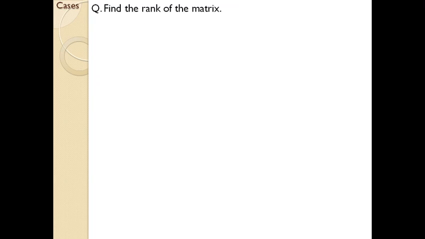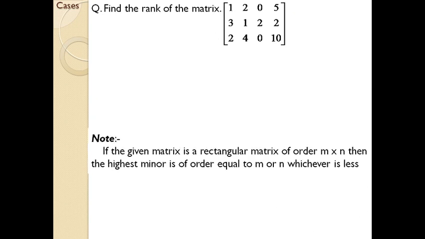Next one, find the rank of the matrix. Another matrix is given. It's actually not a square matrix, it's a rectangular matrix. So how are we going to find the rank? If it was a square matrix, we could specify the order of the matrix as its rank. The order of this matrix is 3 into 4. 3 means 3 rows, 4 columns. So how are we going to specify the rank of the matrix?